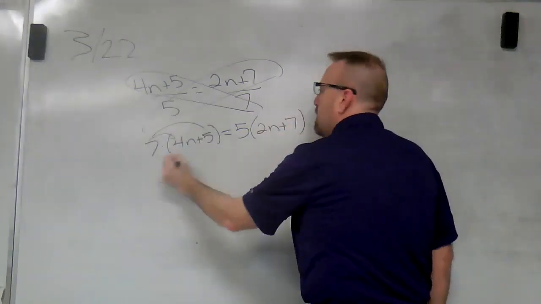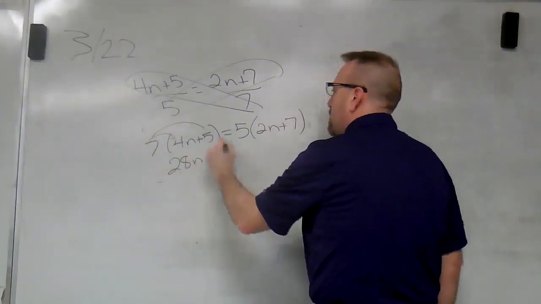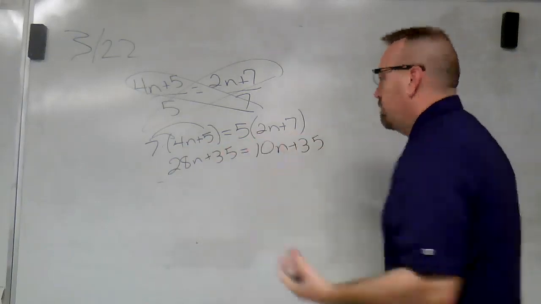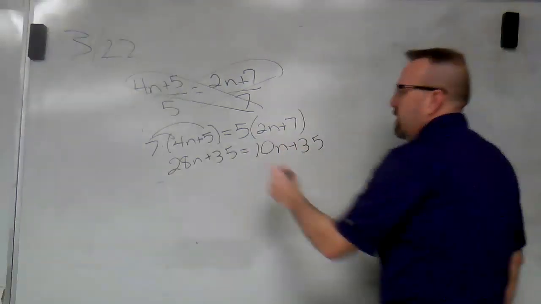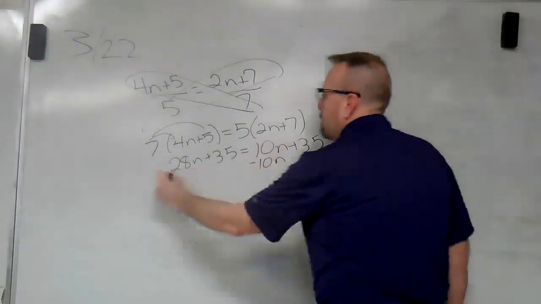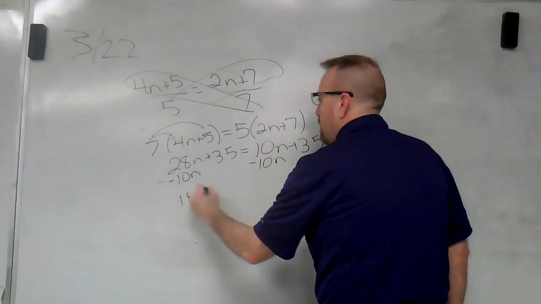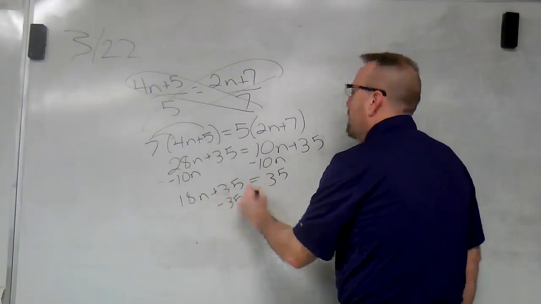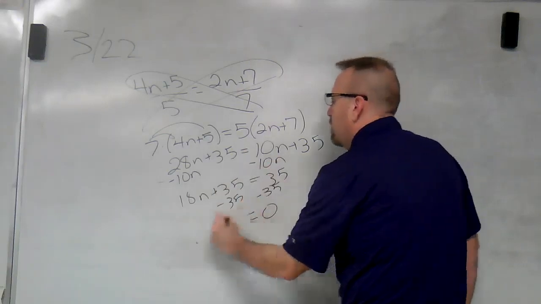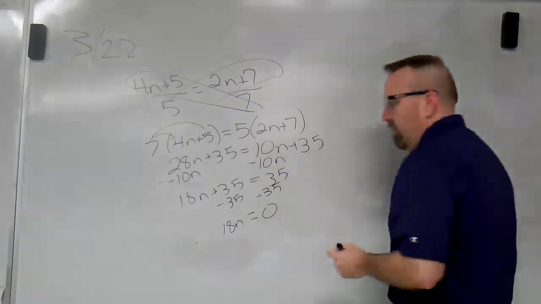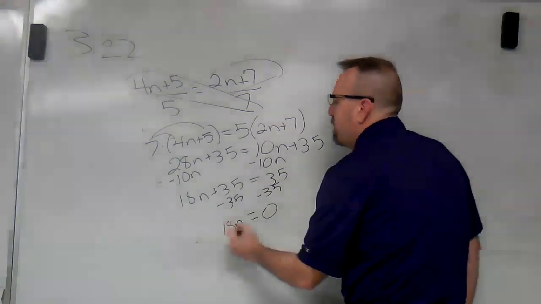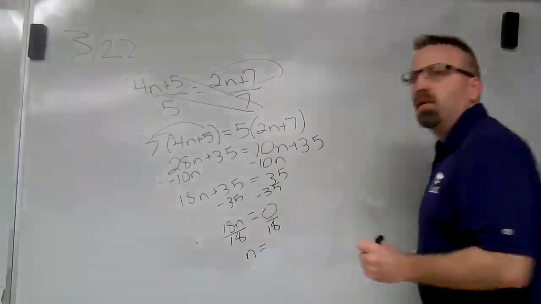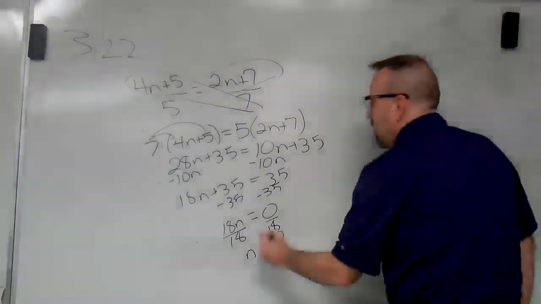Distribute both sides in, 28n plus 35 equals 10n plus 35. Variable on both sides. So we would subtract our variable, the smaller one, 18n plus 35 equals 35. Subtract 35, you get 0. So 18n, or 18 times a number, is 0. We're timesing by 18, divided by 18. What is 0 divided by 18? 0. So n is equal to 0.